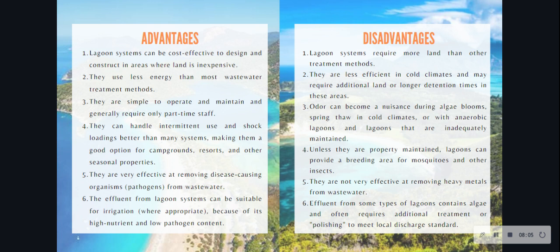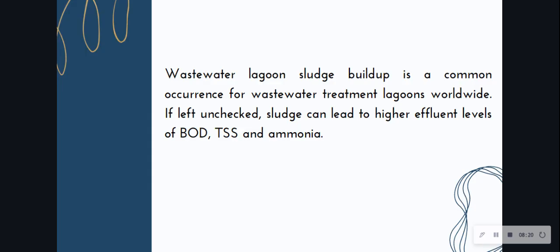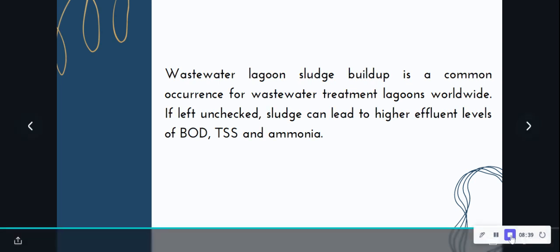They are not very effective at removing heavy metals from wastewater, and effluent from some types of lagoons contains algae and often requires additional treatment or polishing to meet the local discharge standard. Wastewater lagoon sludge buildup is a common occurrence for wastewater treatment lagoons worldwide. If left unchecked, sludge can lead to higher effluent levels of BOD, TSS, and ammonia, not to mention some terrible odors. That's all, and thank you.